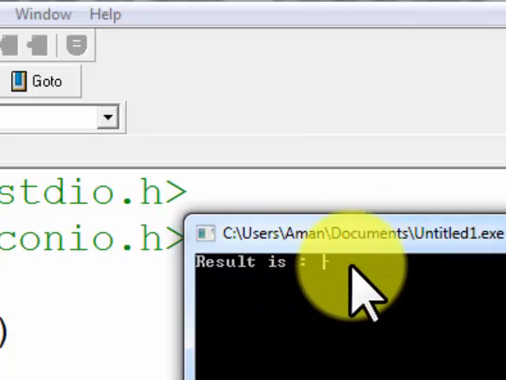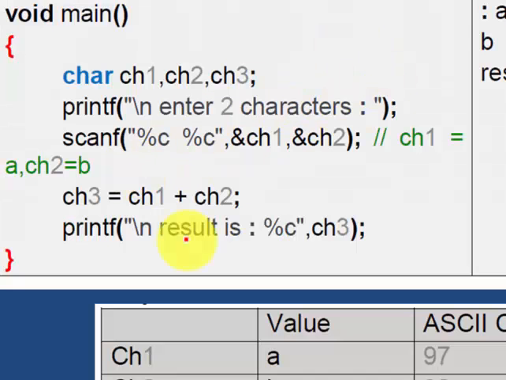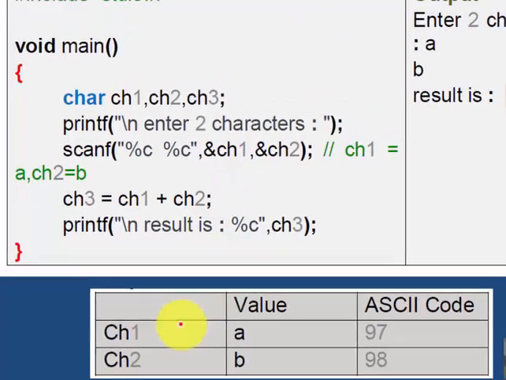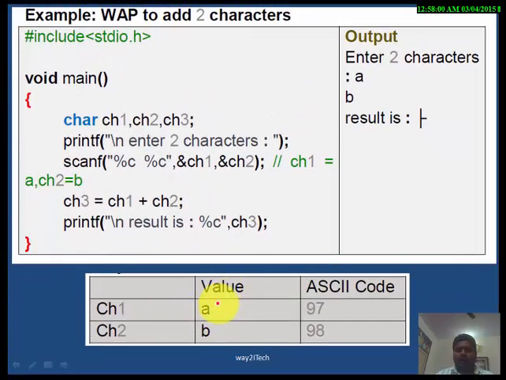So we will see how we are getting this symbol. This is a similar program. In the program, the value of ch1 is a and the value of ch2 is b. These are the ASCII codes. The ASCII code of a is 97 and the ASCII code of b is 98. So if we add ch1 plus ch2, it will add the ASCII codes of these. On adding the ASCII codes, we will get the resulting value as 195.